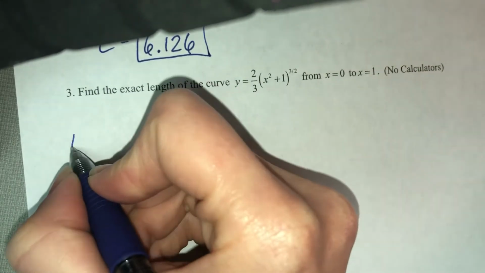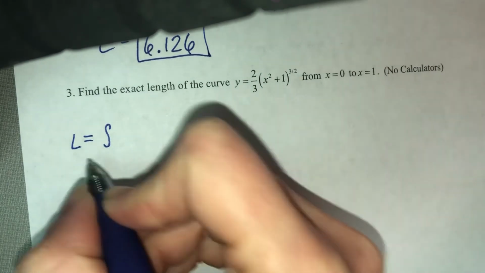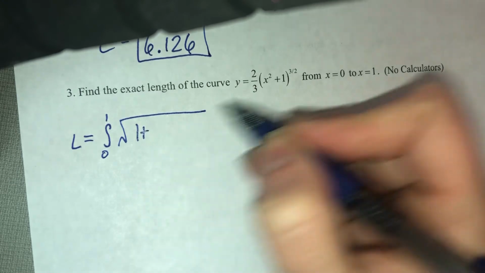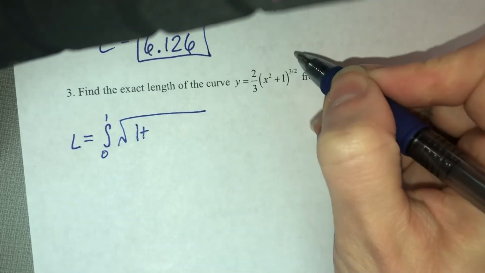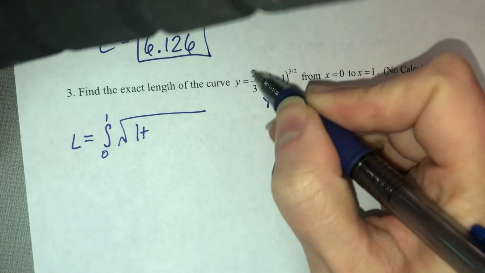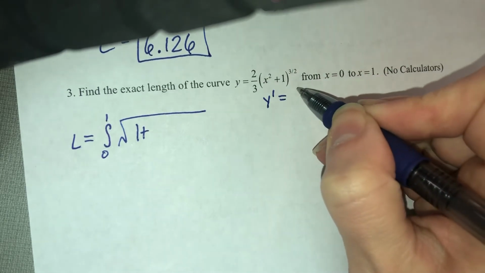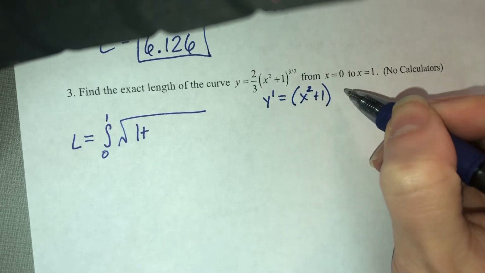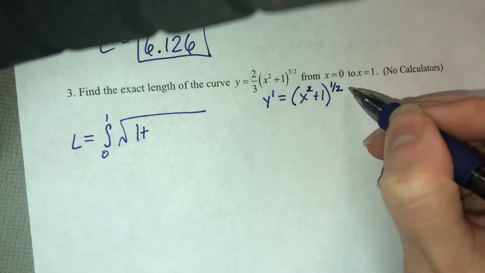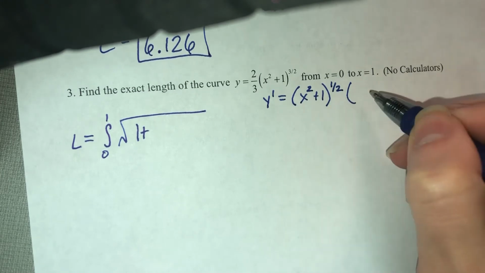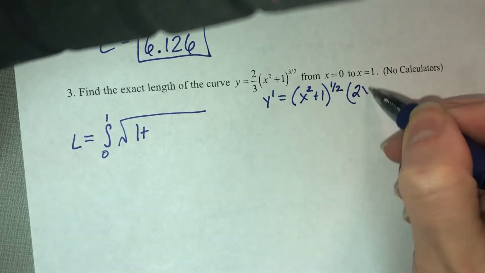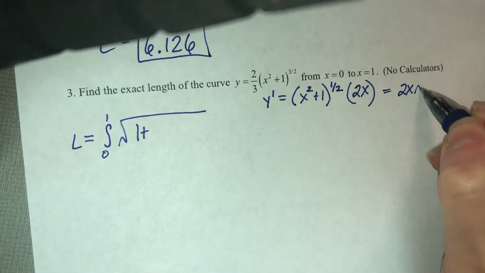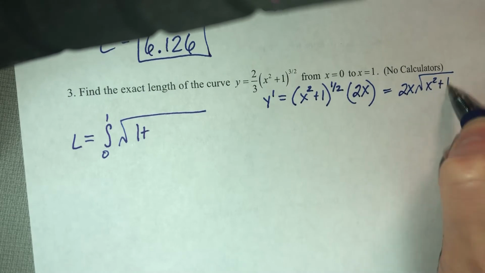So we're saying that the length is going to be equal to the integral from 0 to 1 of the square root of 1 plus, we need the derivative of this function. So y prime equals 3/2 times 2/3 is 1. So x squared plus 1, subtract 1 from that power, which would give us 1/2. Then multiply by the derivative of the inside function, because we're using the chain rule, which is 2x. So you could also say that's 2x times the square root of x squared plus 1.